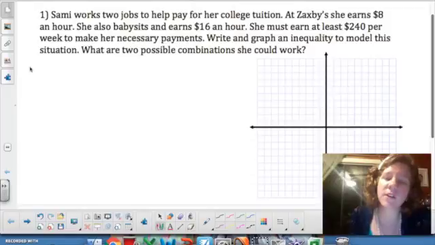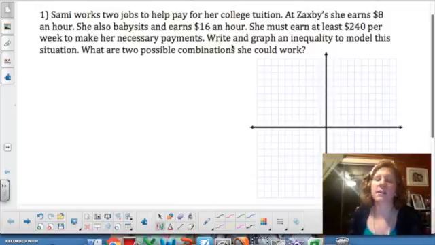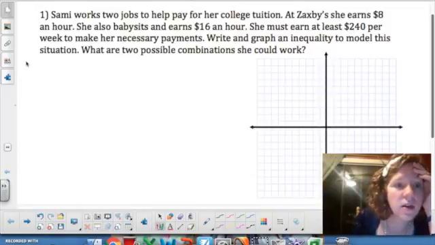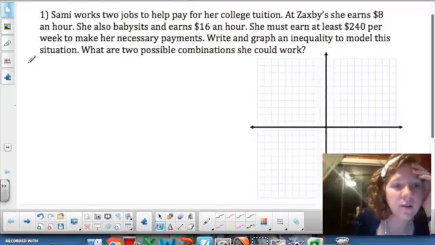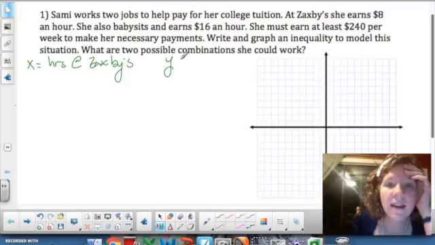So first thing I'm going to do is look for my unknowns. 2 things that I know is that she earns $8 an hour at Zaxby's and $16 at babysitting, but I don't know how many hours she's going to be working at Zaxby's to help try and save up this $240 a week. And I don't know how many hours she's going to babysit. So those are going to be my unknowns. X is going to be hours at Zaxby's. Y is going to be hours babysitting.